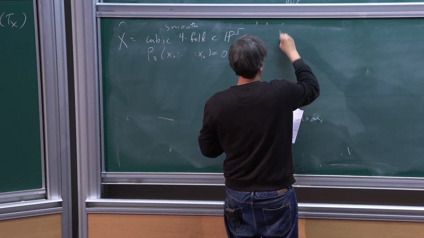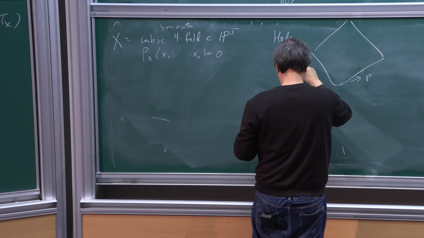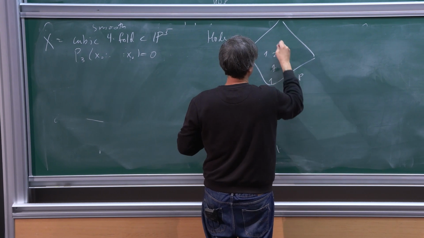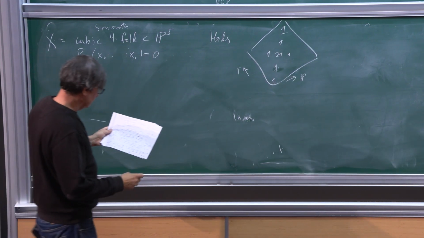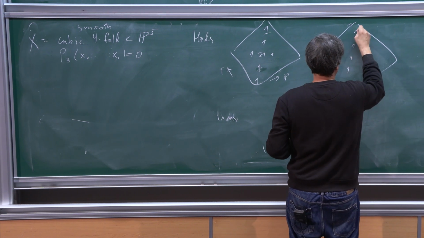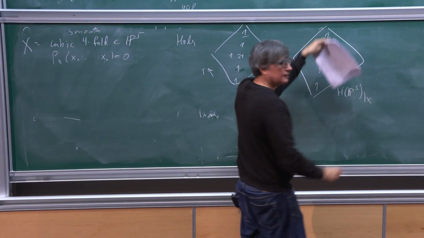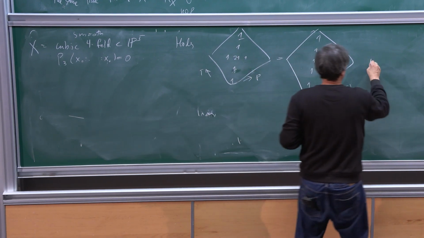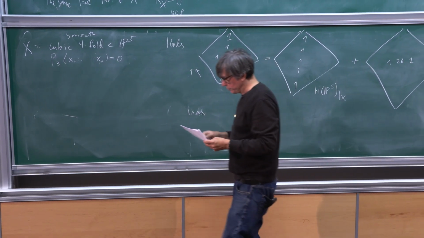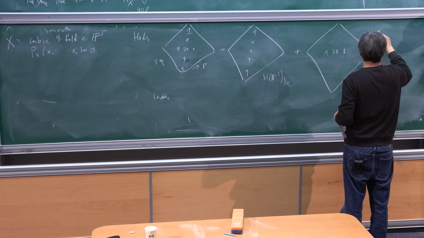Then the Hodge diamond is the following. It will be 1, 1, 21, 1, 1. It will be such numbers. And then it splits into two pieces. It's a restriction of cohomology of P4 restricted to X, powers of the ample class, and some other piece in the middle cohomology, some primitive middle cohomology. So we get something like H4 primitive.